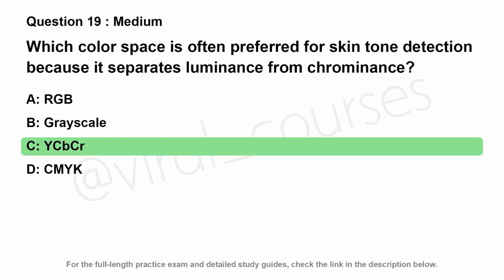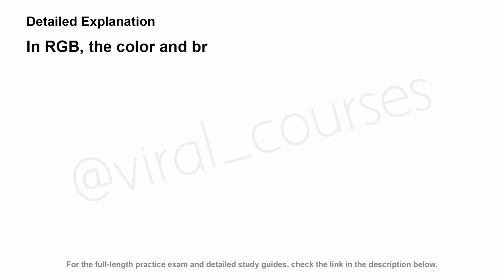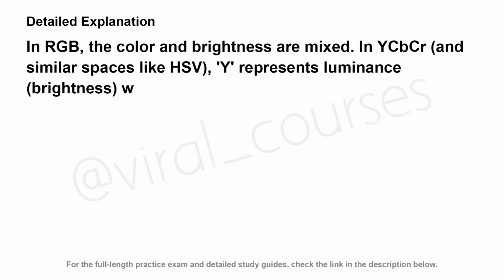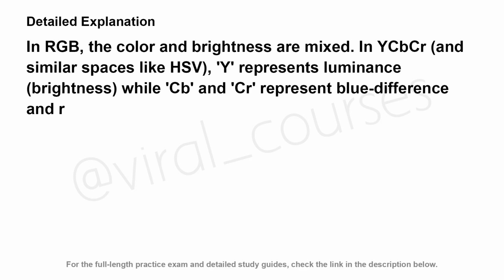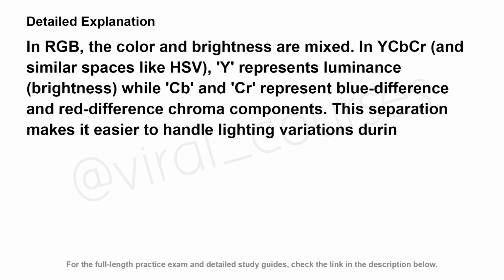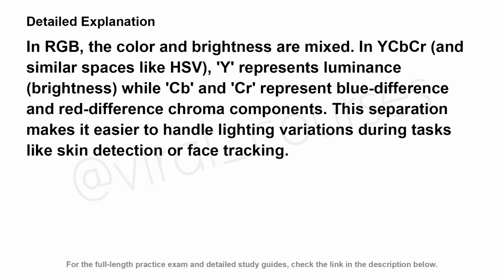The correct answer is C. In RGB, the color and brightness are mixed. In YCbCr and similar spaces like HSV, Y represents luminance, brightness, while Cb and Cr represent blue difference and red difference chroma components. This separation makes it easier to handle lighting variations during tasks like skin detection or face tracking.